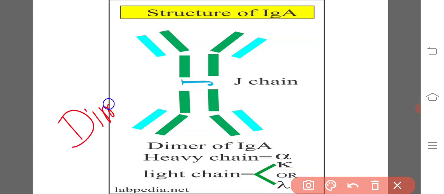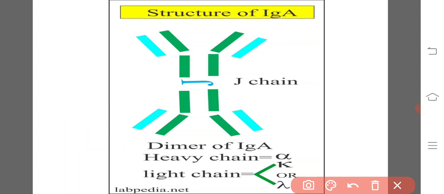Previously we have discussed the IgG, that is the monomer, only a single IgG molecule. But here, two IgA molecules are fused together, combined through the J chain, through disulfide bonds. Hence it is known as IgA dimer. This IgA dimer is released into the lamina propria and transported across the epithelial cells of the mucosa into the lumen.